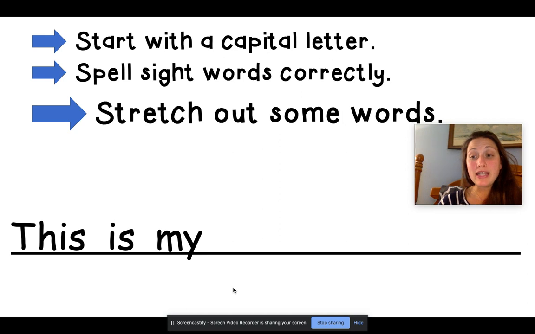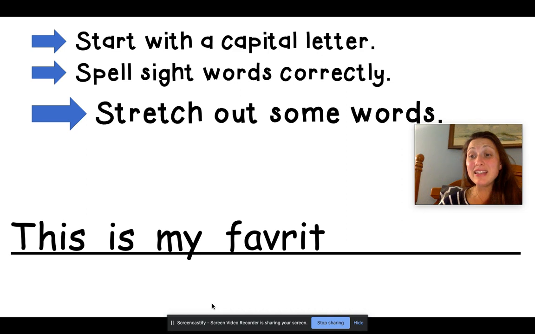So the next word in my sentence, let me go back and reread. This is my favorite. Favorite is not a sight word, and it's a word you haven't learned before. So instead, I want you to stretch out that word and write down the sounds you hear. Let me do it with you. Here we go. Favorite. There's favorite. Now, mommies and daddies know that this is not the exact spelling of the word favorite. But in kindergarten, it's the perfect spelling because you're stretching out your words.